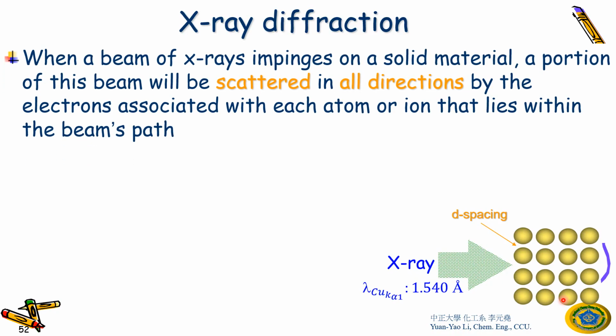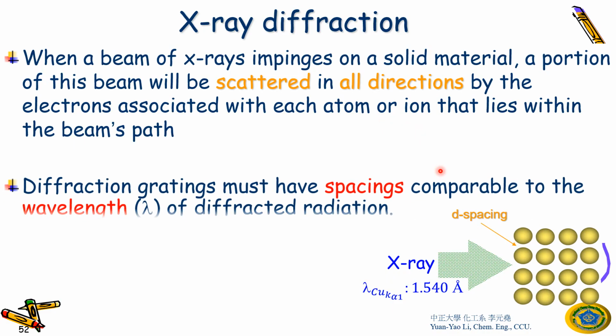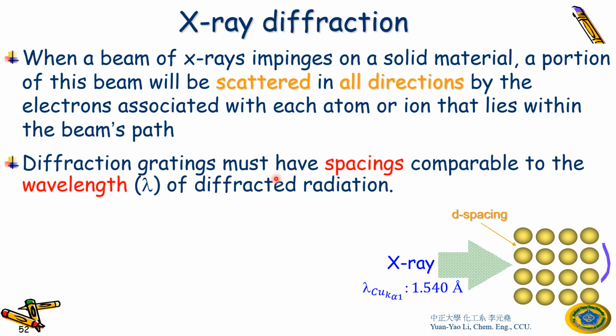When a beam of X-rays impinges on a solid material, a portion of this beam will be scattered in all directions, right? Scattered in all directions by the electrons associated with each atom or ion that lies within the beam path. So the diffraction grating must have a space, right? Comparable to the wavelength of the diffracted radiation.